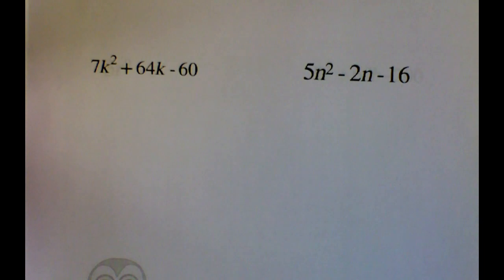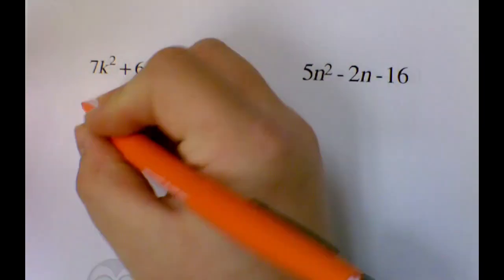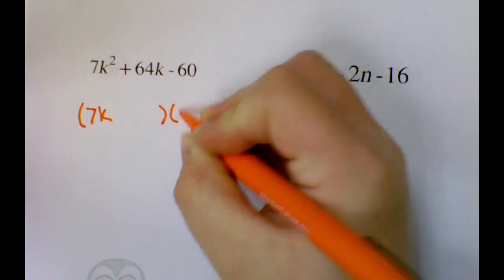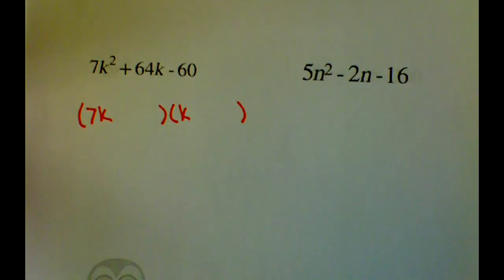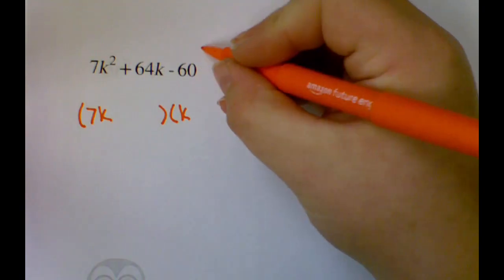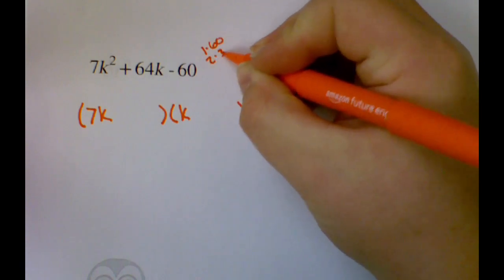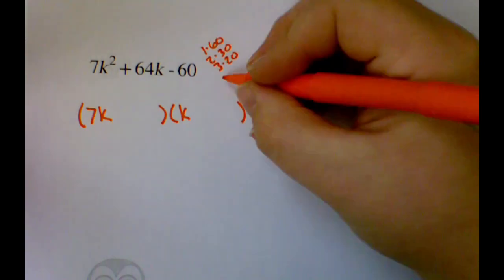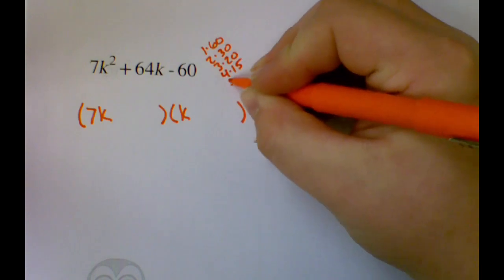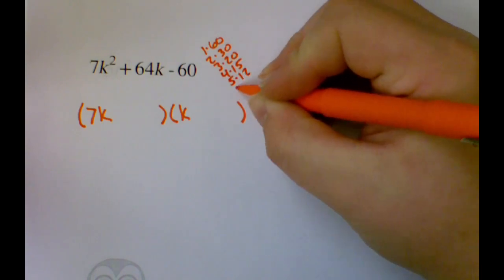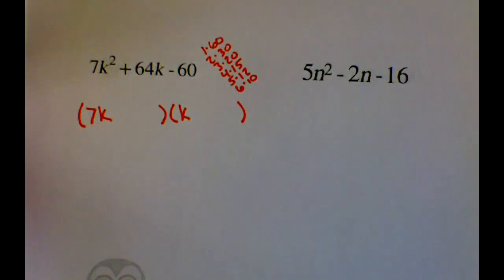So let's keep going. Some more examples. 7k squared plus 64k minus 60. Always check for a GCF first. 7, 64, and 60 don't have any factors in common. We have to dive straight in. The only way to break apart 7k squared is 7k and 1k. So now we need numbers that multiply to 60. We have 1 times 60, 2 times 30, 3 times 20, 4 times 15, 5 times 12, 6 times 10. And that's it. That's a lot of options to try.